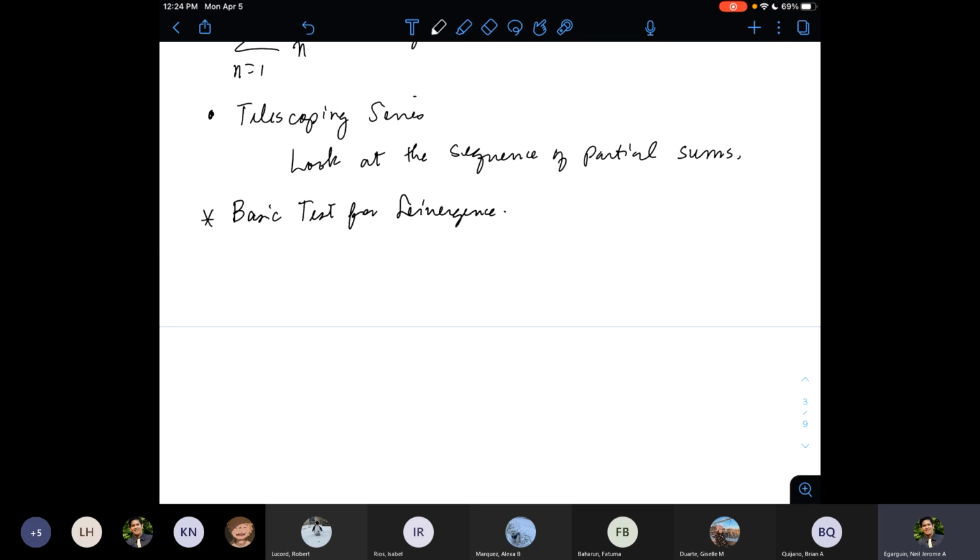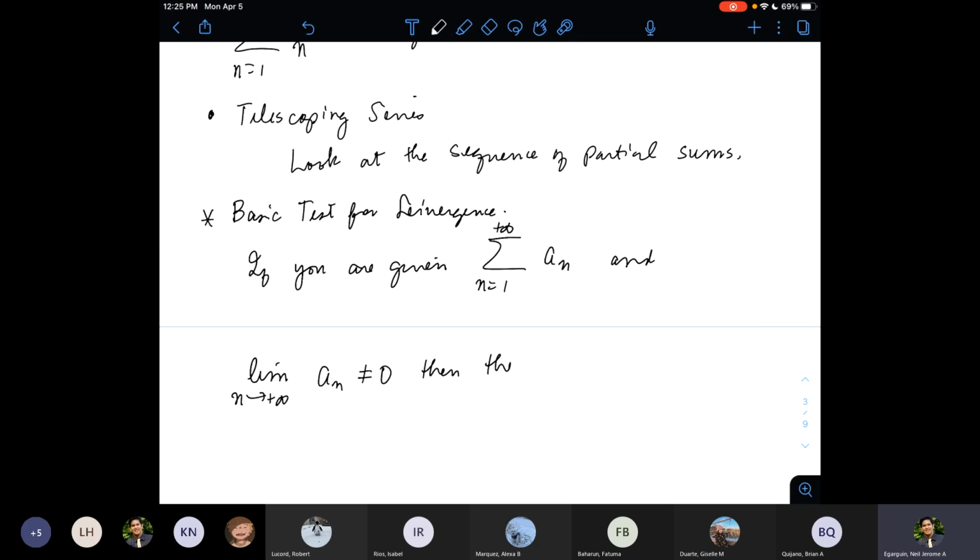The basic test for divergence. It says that if you are given the summation of a sub n going from 1 to infinity, and if you take the limit of the nth term and it is not equal to 0, then the series diverges. Okay.